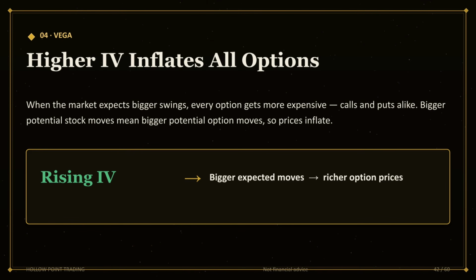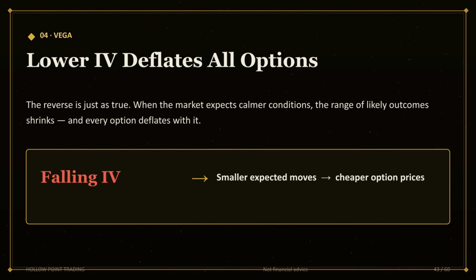When the market expects bigger swings, the potential for a large payoff increases, and the market prices that risk into the option premium. Conversely, when expectations calm down, implied volatility falls and options deflate. The range of likely outcomes shrinks, and the premium built into the option price decreases accordingly.